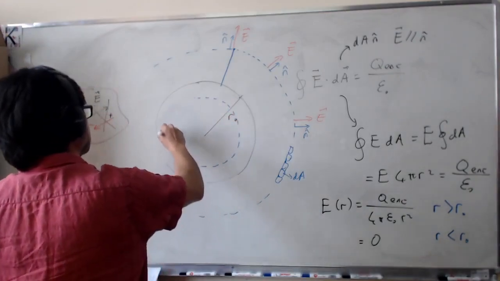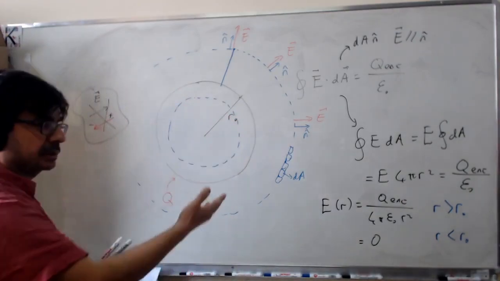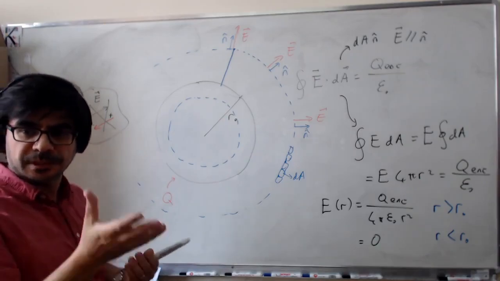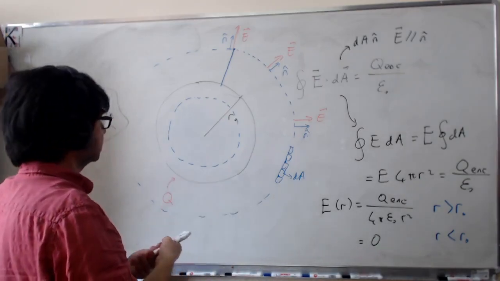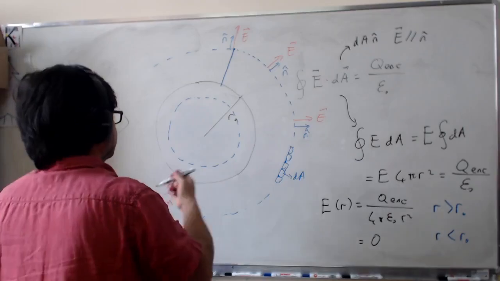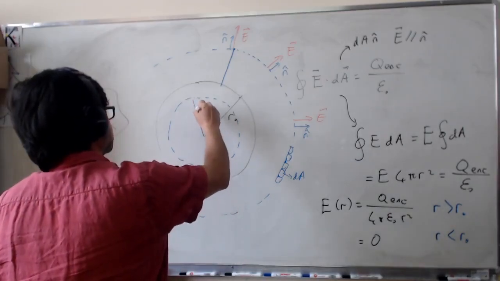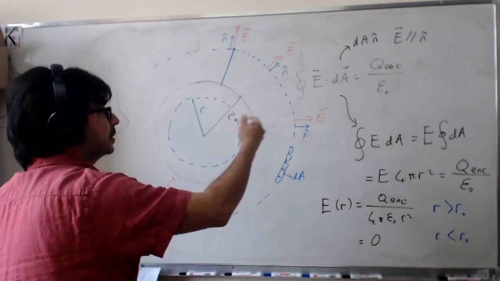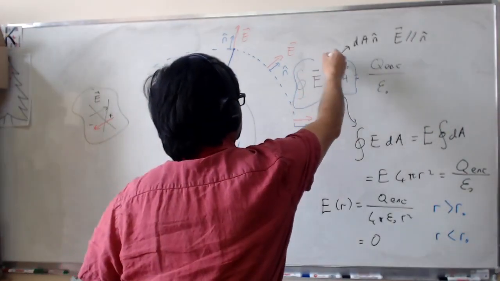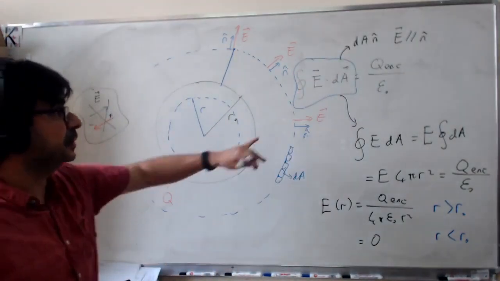Let's draw a hypothetical surface. This hypothetical surface does not need to reside in vacuum. They can be inside materials, they can penetrate materials, it doesn't really matter. But if I have this hypothetical Gaussian surface of radius r, then as I write this integral to calculate the electric flux, well, the electric field is 0.